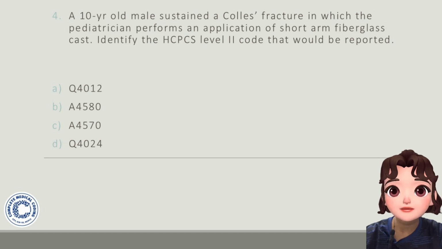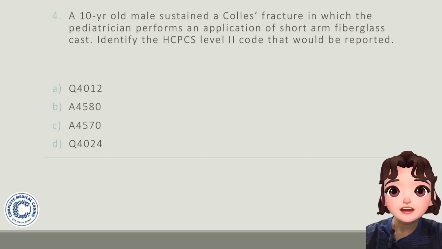There is one more Q code in option D, Q4024. What is Q4024? Cast supplies, short arm splint, pediatric, fiberglass. This is not splint, this is short arm cast. So don't be confused with both those words. Read the question carefully initially.